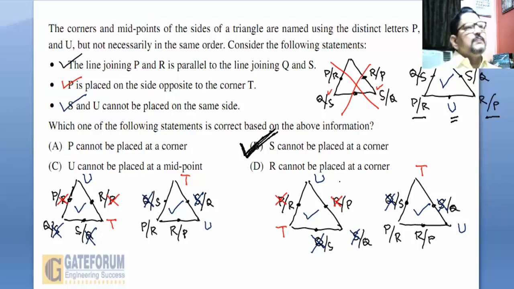This was a complicated one. I hope all of you understood it. Let's go on to the next one.